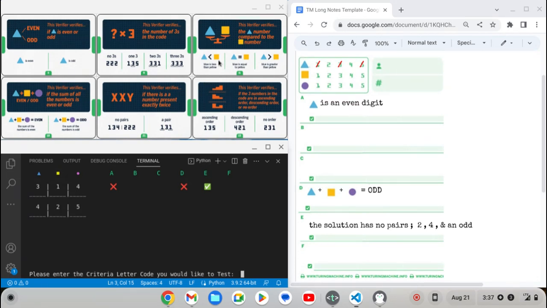Okay, so let's go ahead and test criteria card C, and let's see what we can determine about the ordering or the comparison of triangle and square. So let's test C. Okay, so it is true that triangle is greater than square. Since I have a 4 for triangle and 2 for square, 4 is greater than 2, therefore triangle is greater than square. So let's go ahead and type that up in our notes for section C. And again, that is triangle is greater than square.